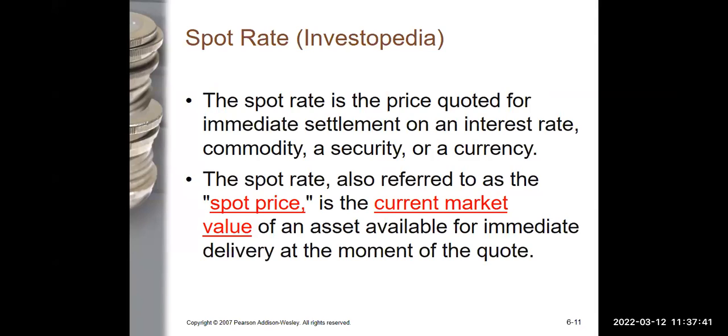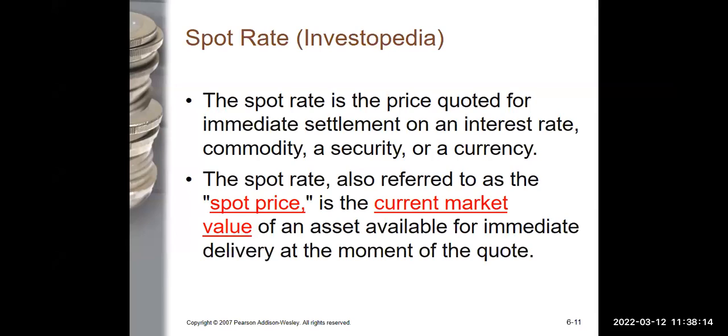All right. The spot rate is the rate at which you are paying at the current market value, at the spot. The spot rate is the price quoted for immediate settlement on an interest rate, commodity, security, or currency. For example, you want to exchange a dollar with me for rupees. Right now, what is the rate? You just give me the dollar and get the rupees at that rate. Similarly, there are other kinds of transactions that happen at the spot rate.